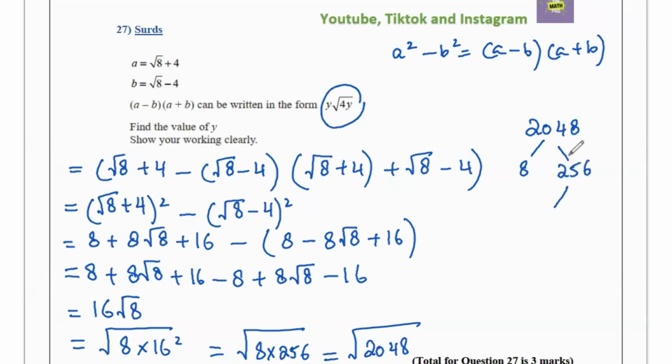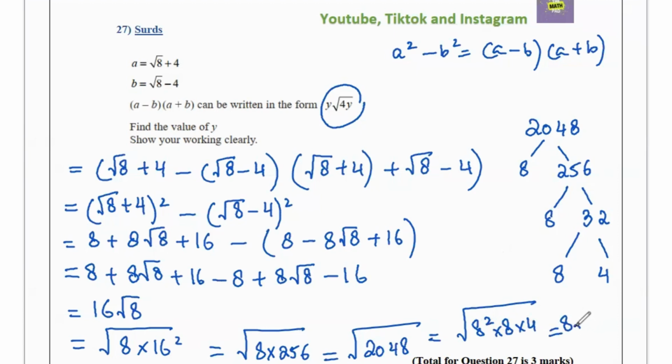256 is 8 times 32, and 32 is 8 times 4. This is the same as 8 squared times 8 times 4. So 8 squared comes outside as 8, and this is 8 times 4, that's 32, which means y equals 8. That is your final answer.